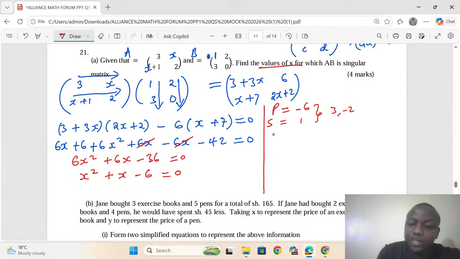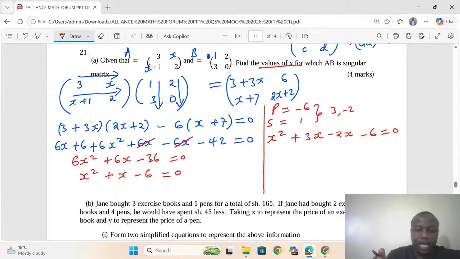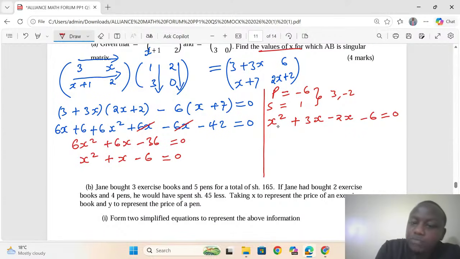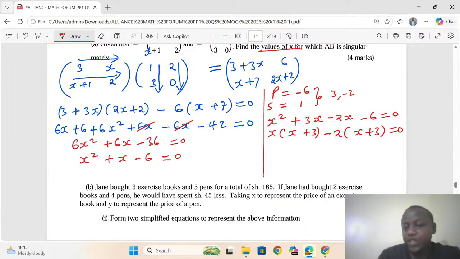So we rewrite our equation: x squared, instead of plus x, we have 3x and negative 2x, minus 6 equals 0. So we are replacing the x with 3x and negative 2x. From the first two terms we factor out x, remaining with x plus 3. We factor out negative 2, x again plus 3. This is equal to 0. So we have x plus 3 in one bracket and x minus 2 in the other, and the product is equal to 0.